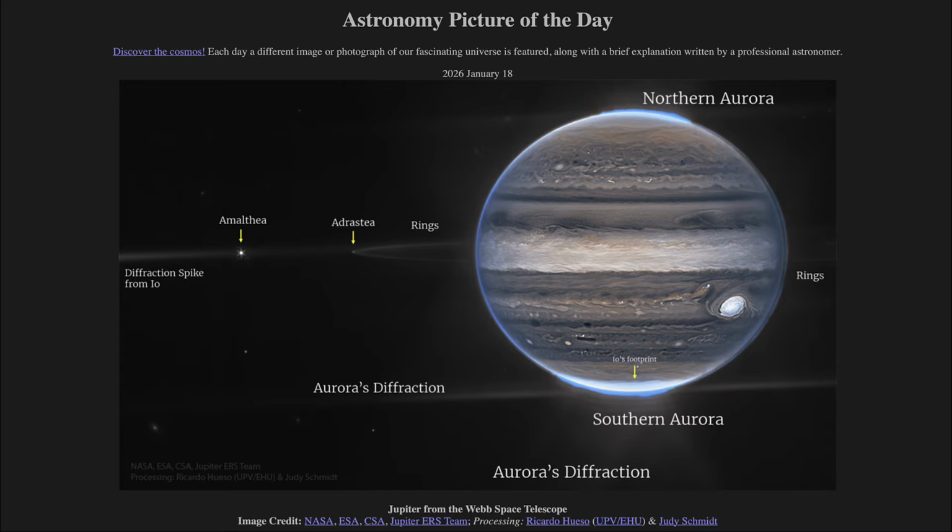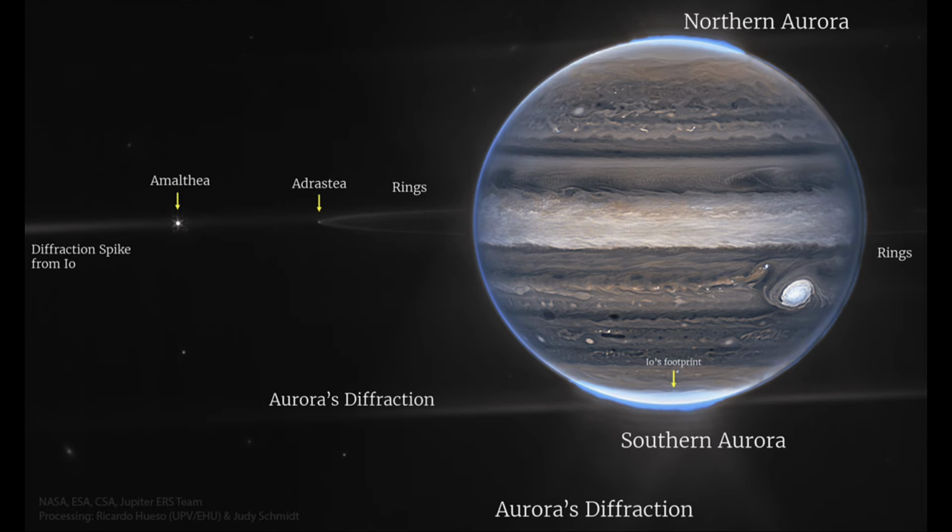Today's picture is titled Jupiter from the Webb Space Telescope. So, what do we see here? Well, here we see an annotated image of Jupiter as imaged by the James Webb Space Telescope. Now we see Jupiter off to the right-hand side there. And it will look a little bit different.